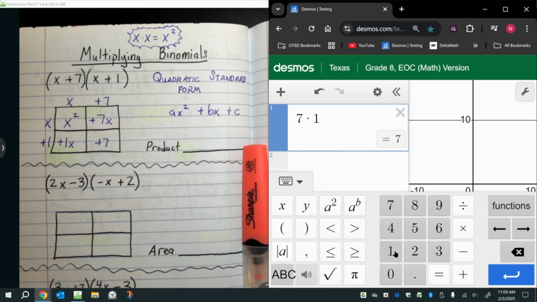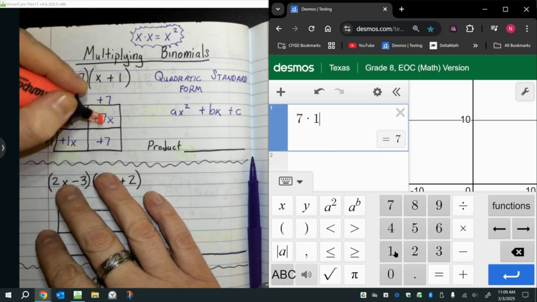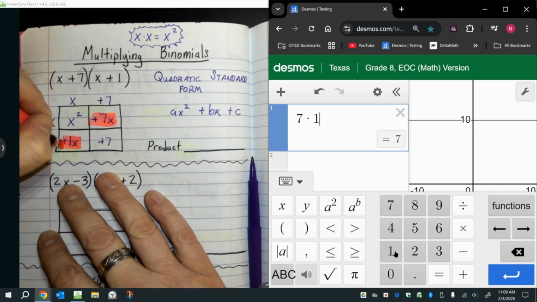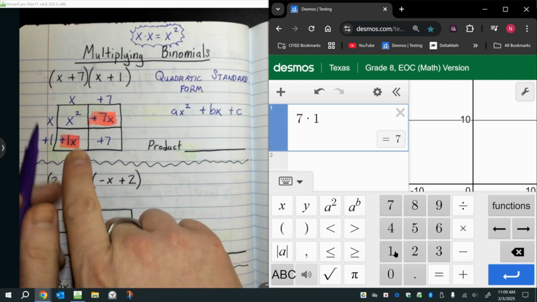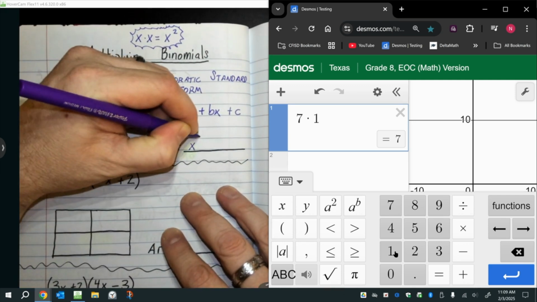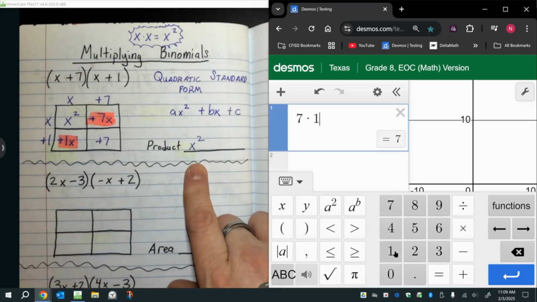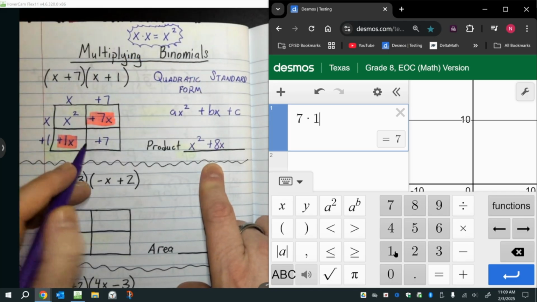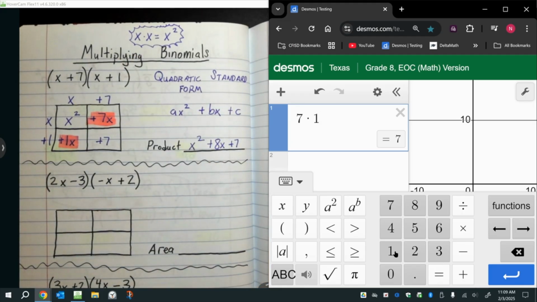All right? So my final answer is something that looks like this. Well, this term and then these two terms we're going to add. And then I have my final term there. So here's how this is going to look. We're going to have x squared. And if I add 7 and 1, that's going to be 8. So now I have 8 x's plus 7. That's my final answer. Okay?